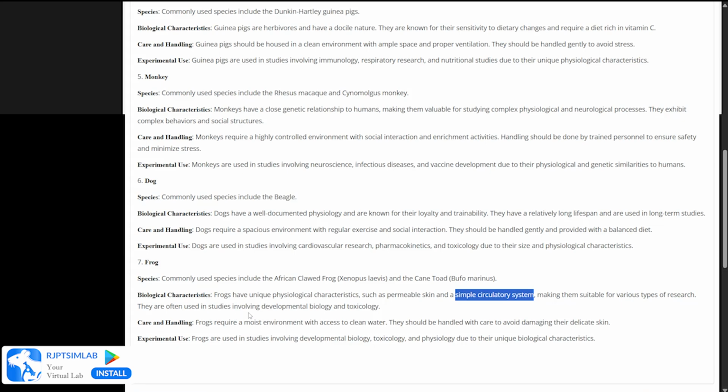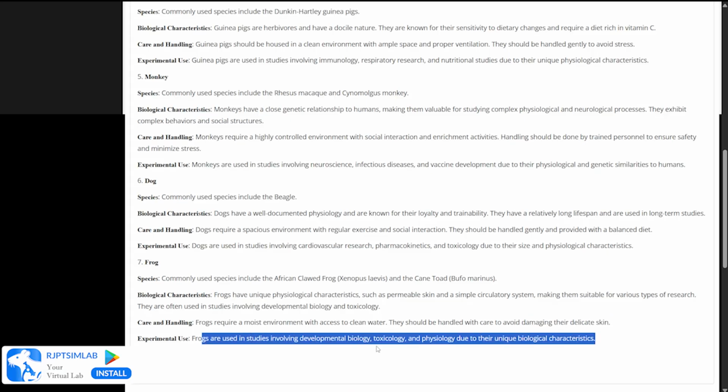They are often used in studies involving developmental biology and toxicology, which means frogs are used in the study of toxicology. Care and handling: the frogs require a moist environment with access to clean water. They should be handled with care to avoid damaging their delicate skin. Experimental use of frogs is in studies involving developmental biology, toxicology, and physiology due to their unique biological characteristics.